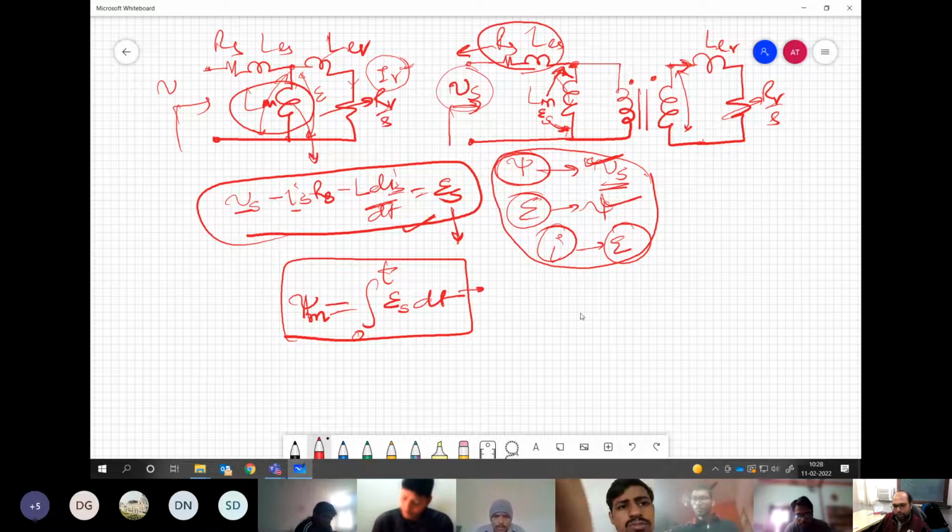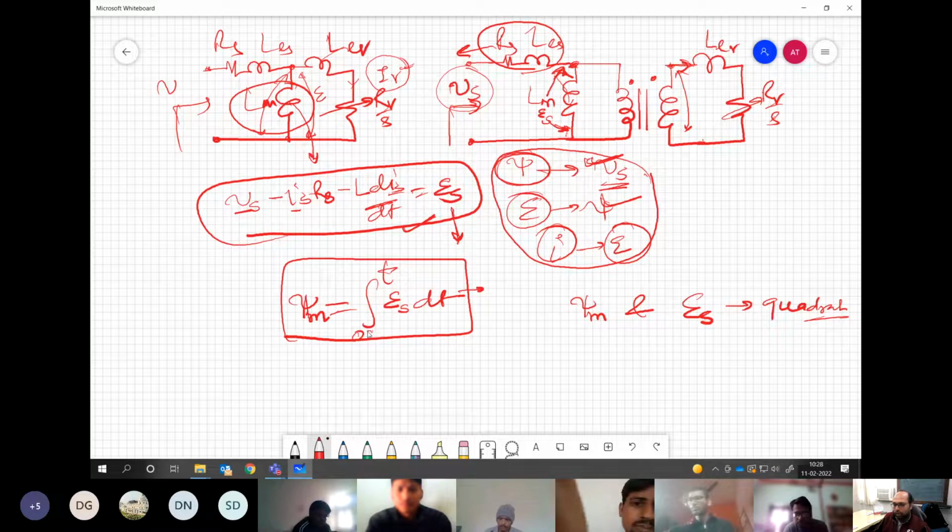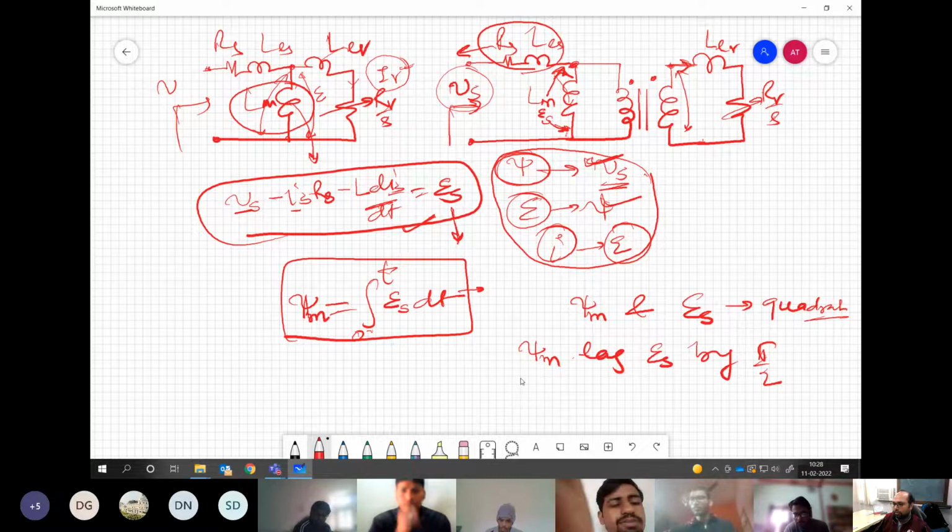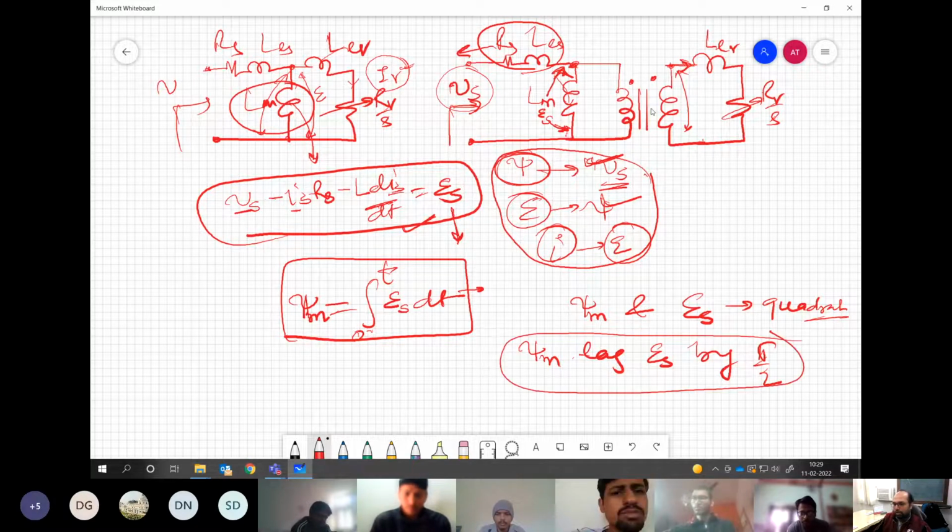the flux, which means the flux and ES are going to be in quadrature because there is an integral involved, right? And psi m is going to lag ES by pi by 2 because of the integrator action. Any problem in this? Yes or no? No, sir. Fine, right? Yes, sir. This point is clear. We have generated flux.